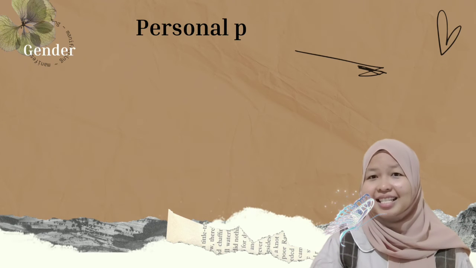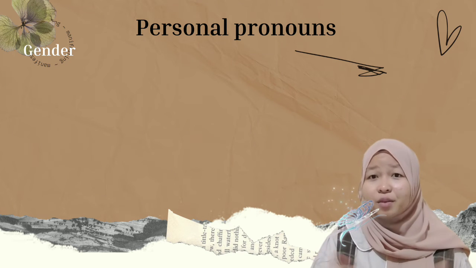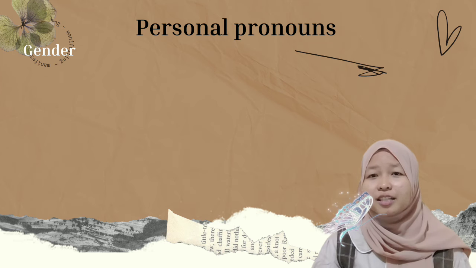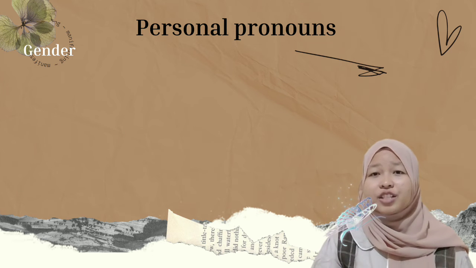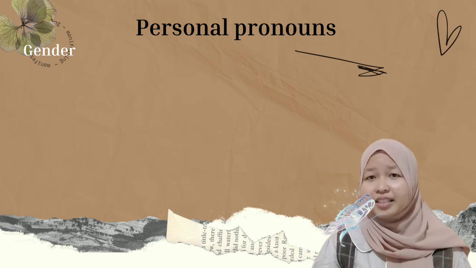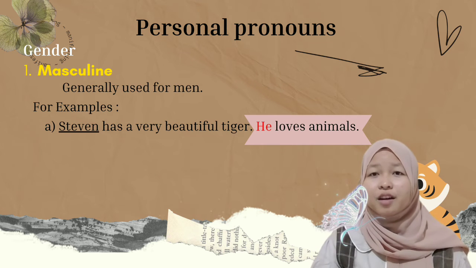Last but not least, we will discuss personal pronouns according to gender in a sentence. This pronoun only applies to the third person, such as she, he, and it. Gender pronouns have three parts. There are masculine. Masculine is generally used for men.